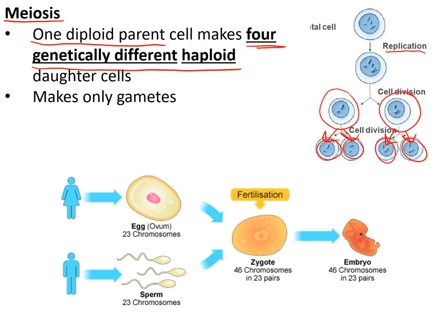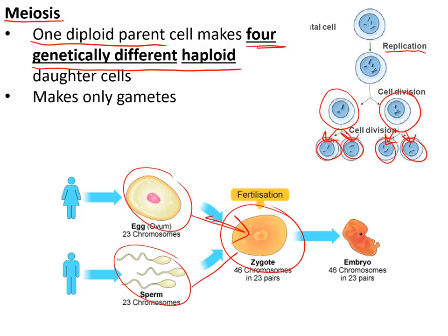Now, the reason they need to be haploid is because of fertilization. So fertilization is when a sperm fuses with an egg to make a zygote. Now the zygote is the first cell of you, and you know that half of your DNA came from your mother and half your DNA came from your father, and that takes place during fertilization when the 23 chromosomes in the haploid sperm cell from your father fuse with the 23 chromosomes from the haploid egg cell from your mother, and that makes a zygote.